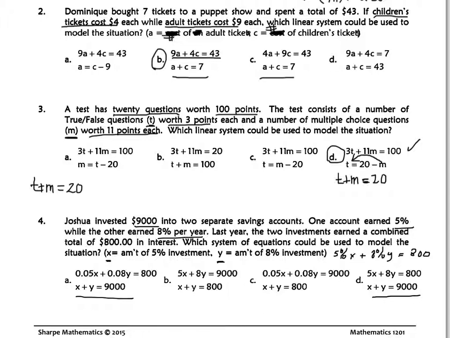Because when we have a percent of something, we multiply that percent times the amount to get the amount of interest that was earned. So 5% of X plus 8% of Y should add up to $800.